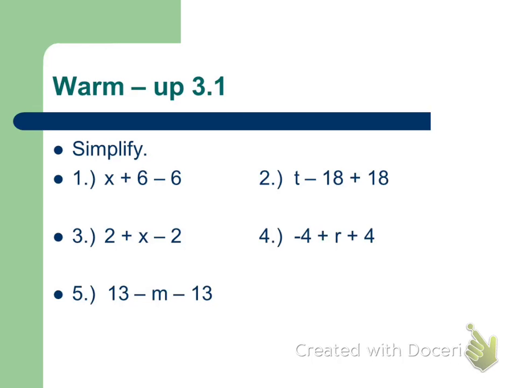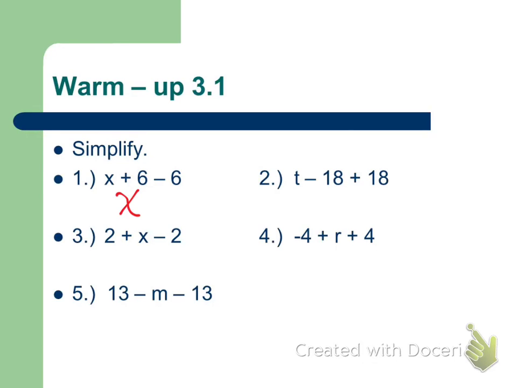Number 1. Connie, what did you come up with? Okay, so what do you think we can combine on number 1? The 6's, right? One of them's positive, one of them's negative. One of them's plus, one of them's minus. So when they combine, what does that equal? 0, so what are we left with? X plus 0 or just X. Very good.